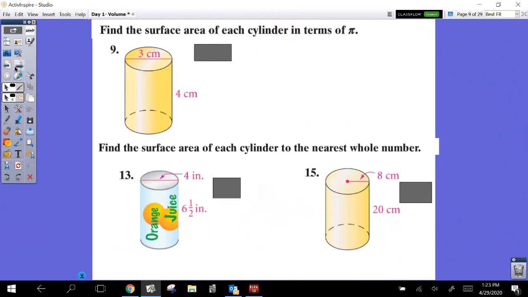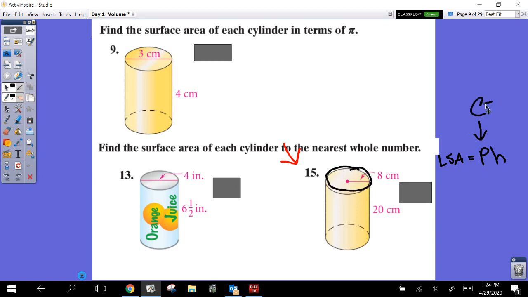So now we're going to do the same thing for cylinders. I'm only going to go over one of these. I'll probably do number 15 just to make it quick. But it's going to be the same thing. So for lateral surface area, let's do black. For lateral surface area, it's still pH. However, cylinders have a different P. How do you find the perimeter of a circle?